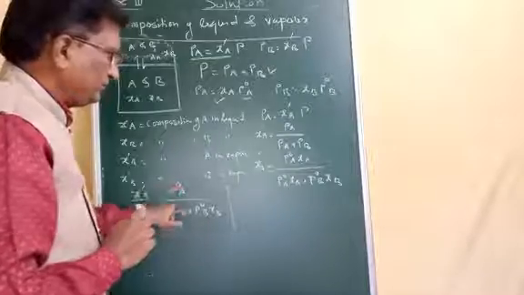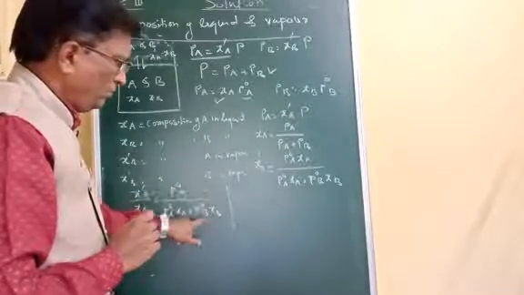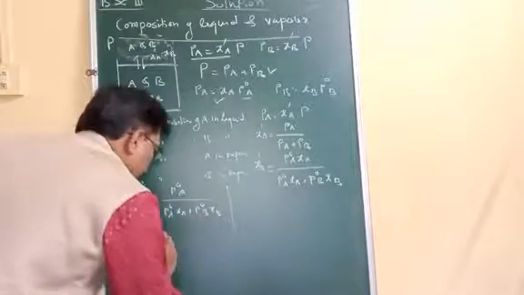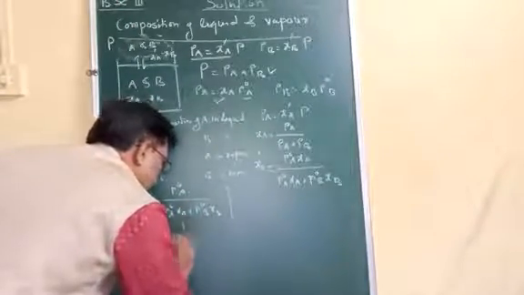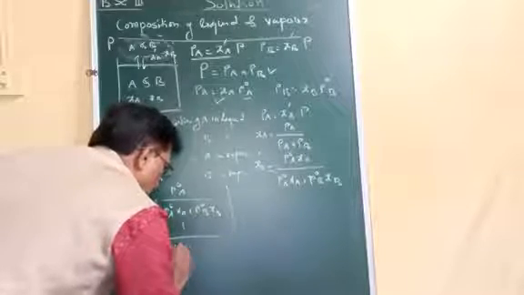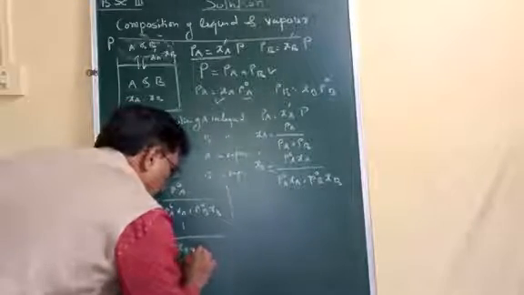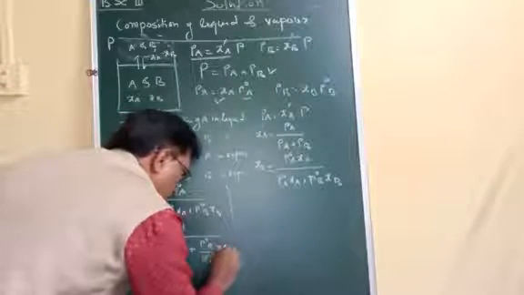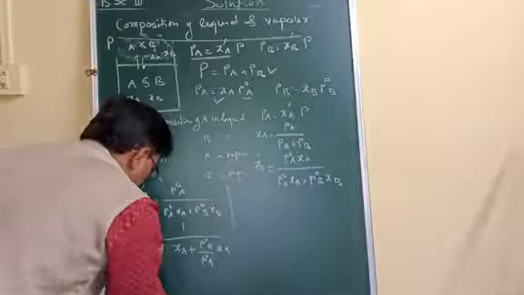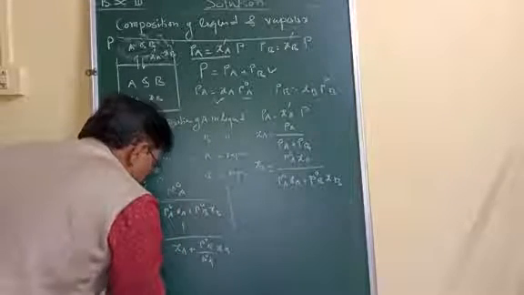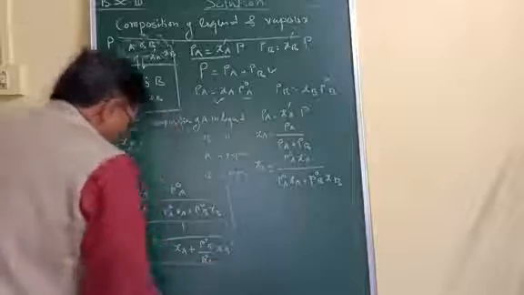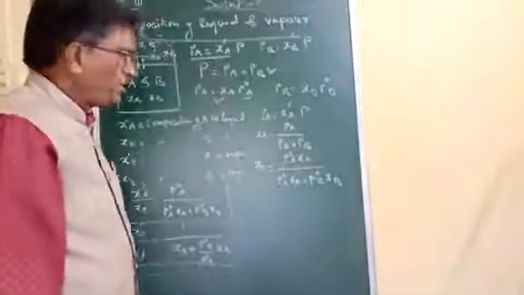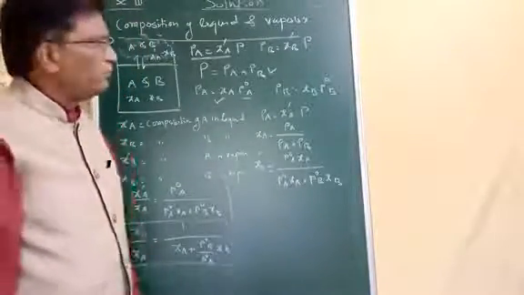Now if we divide the numerator and denominator by P0A, then we can write here 1 upon XA plus P0B divided by P0A into XB. This is the equation which gives the relative proportions of A and B with respect to the vapor pressure of the components.